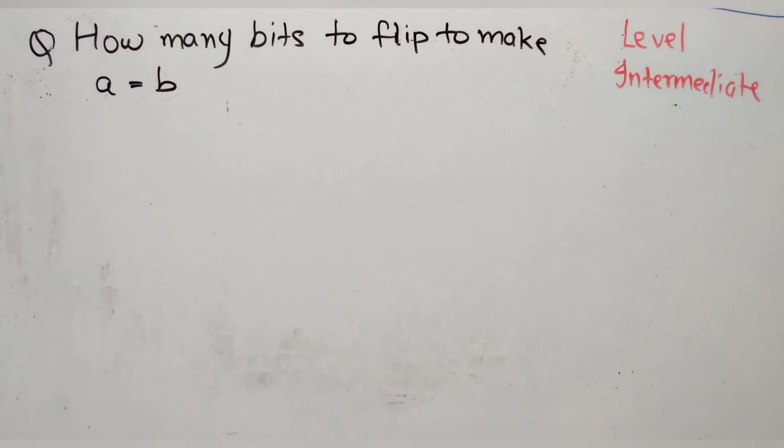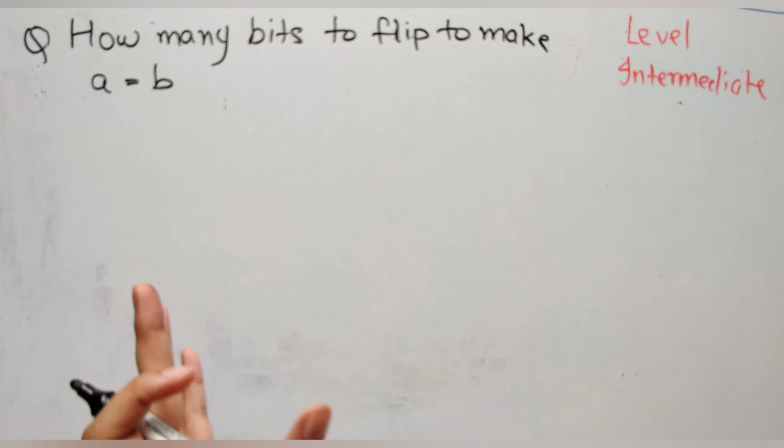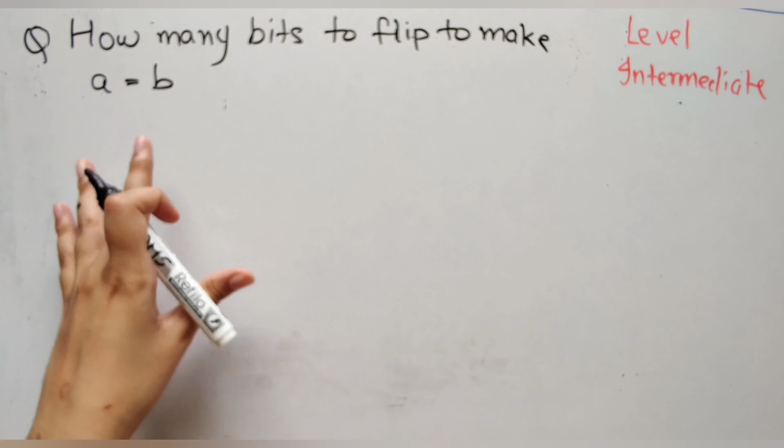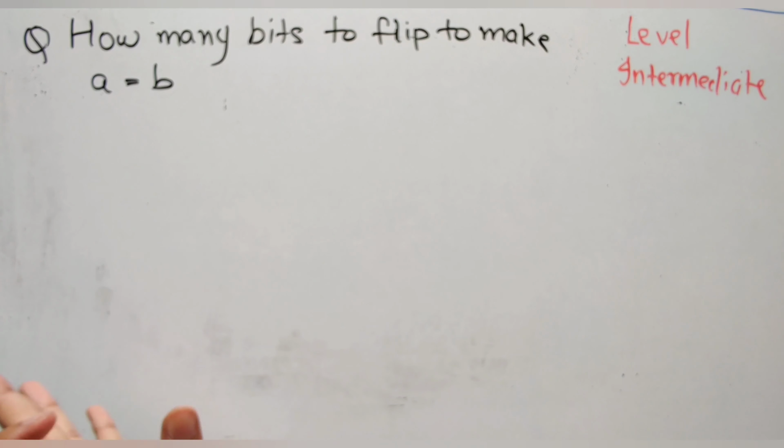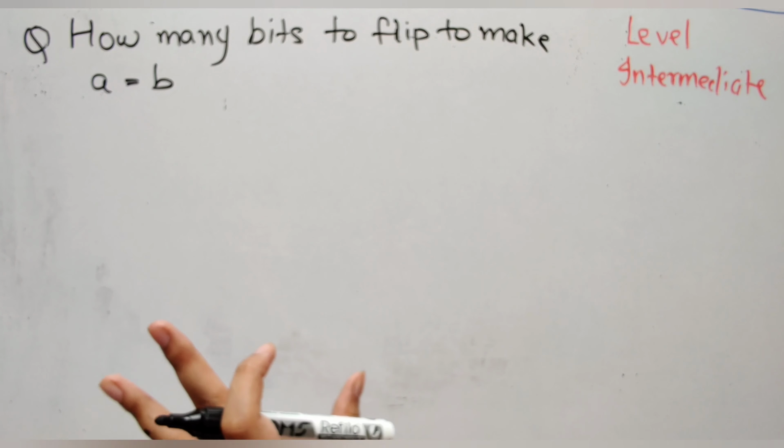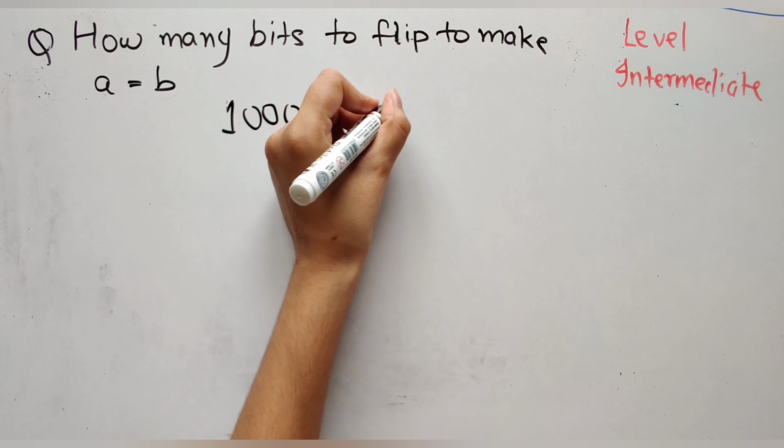Alright, we'll solve another question. The question here is, how many bits do I need to flip in the binary representation of given 2 numbers so that I can make them the same? We'll first take an example to understand the question.